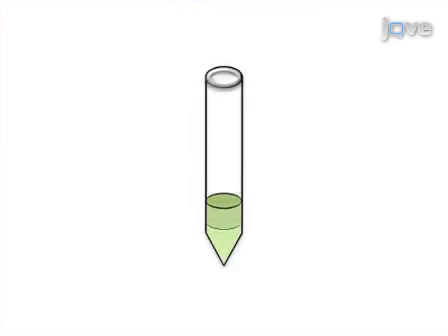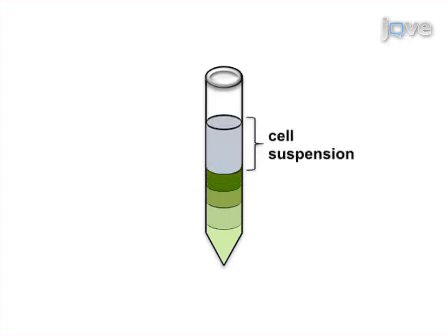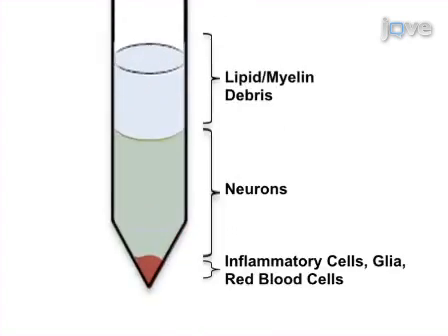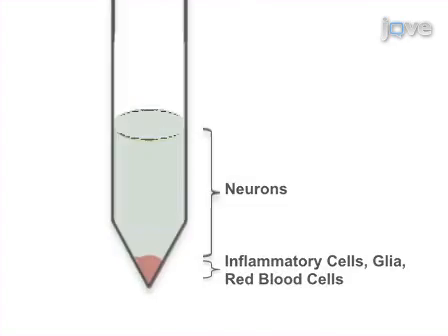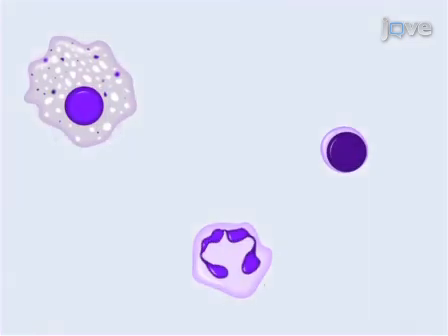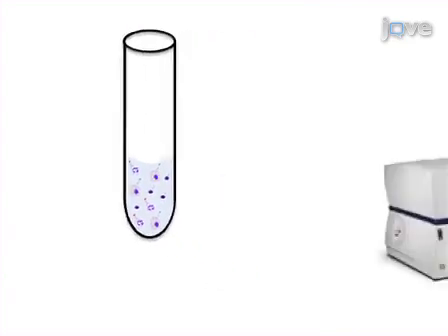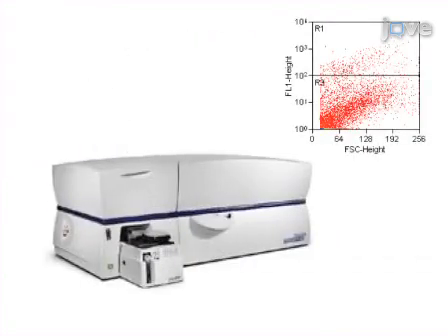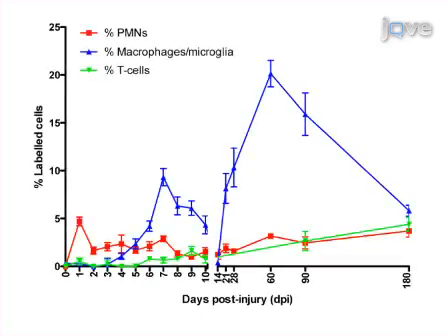Then, 4 OptiPrep gradient solutions are created and used to separate lipid myelin debris from cells like neurons, glia, white and red blood cells. The cells isolated from the injured spinal cord tissue are then immunolabeled for specific immune cells like PMN neutrophils, ED1 macrophages microglia, and CD3 T cells. These immunolabeled positive cells are then quantitatively assessed by flow cytometry. Ultimately, results show the removal of lipid myelin debris enhances the quantitative detection of cellular inflammation in the injured spinal cord tissue using flow cytometric analysis.